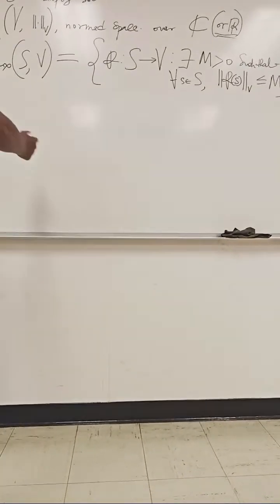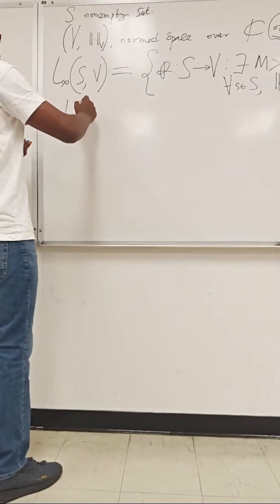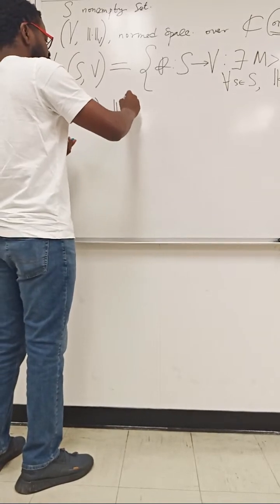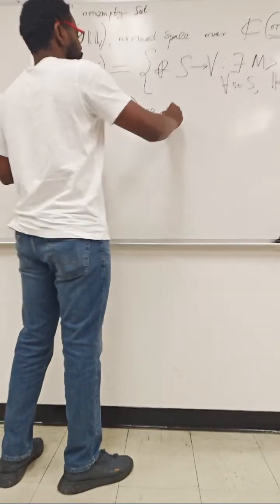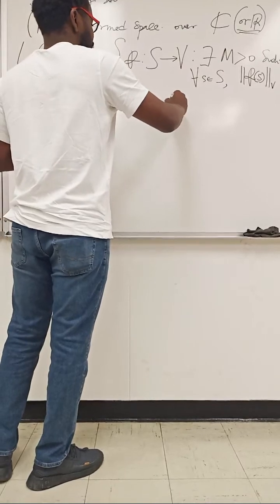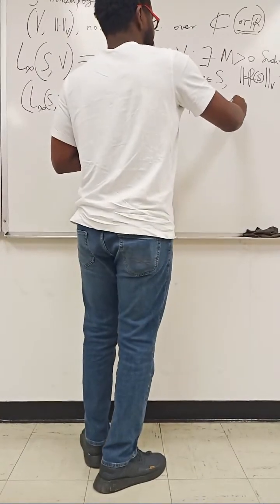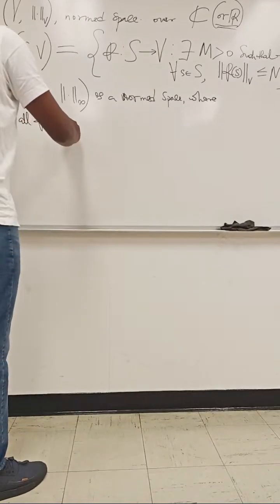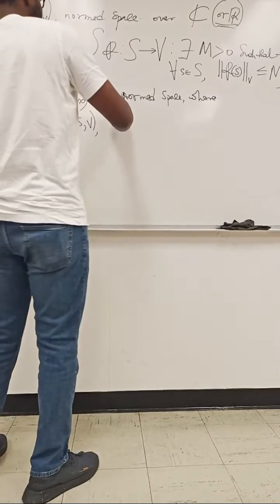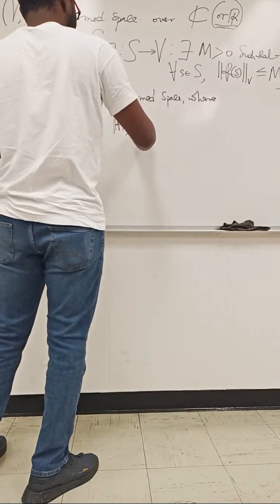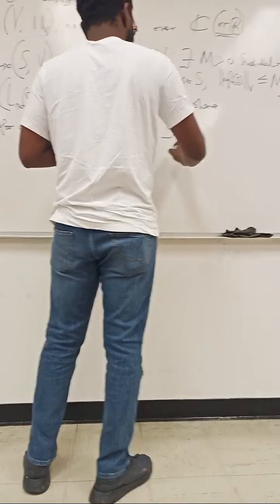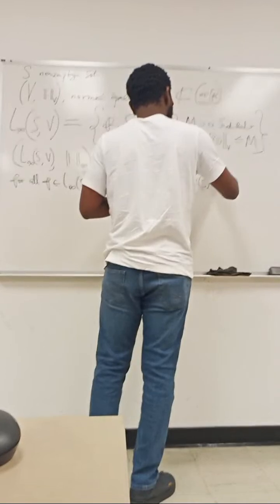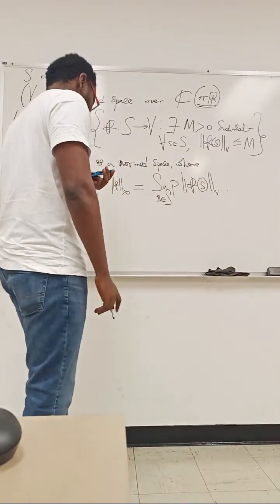He just gave a side comment. You can actually check that this space with the norm is a vector space, a normed space, where for all f in L infinity of S of V, the norm infinity of f is equal to the sup over s in S of the norm of f of s in V. This is the definition.